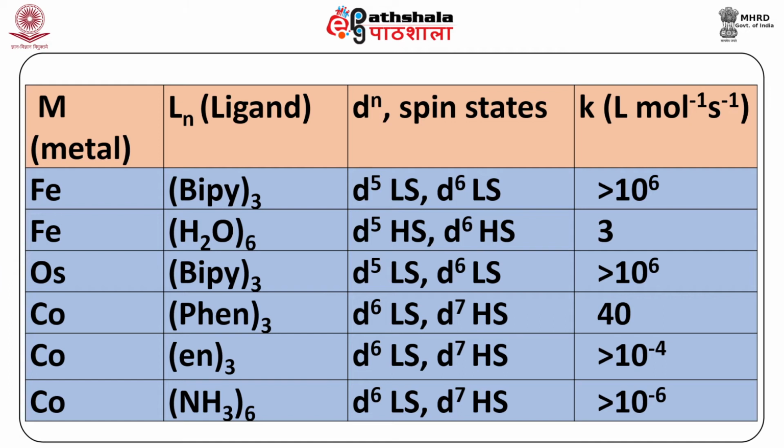On the other hand, when the tris ethylenediamine system is attached to the cobalt center, if it is d6, meaning cobalt is in +3, it is low spin, but when cobalt is +2 it is d7 high spin, and the rate is now much slower and is greater than 10 to the power minus 4. These are the data by which you can understand the role of ligands and the electronic configurations of the metal center, which play a significant role in outer sphere types of reactions.